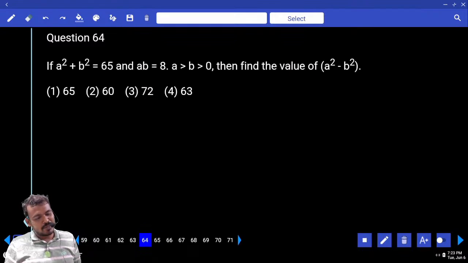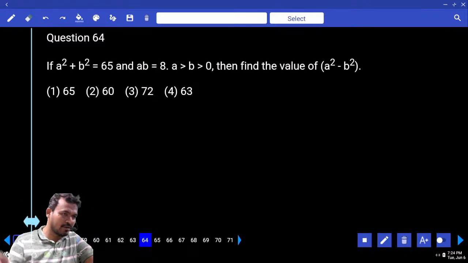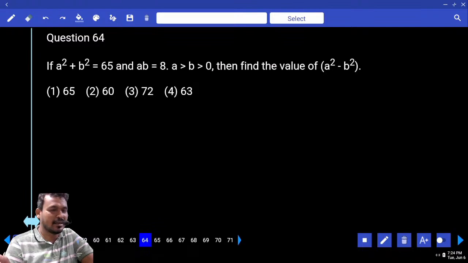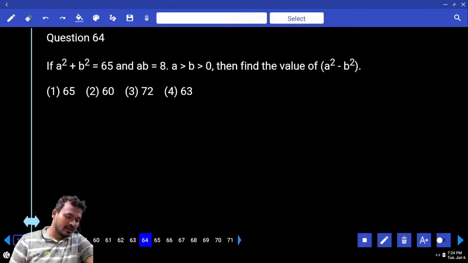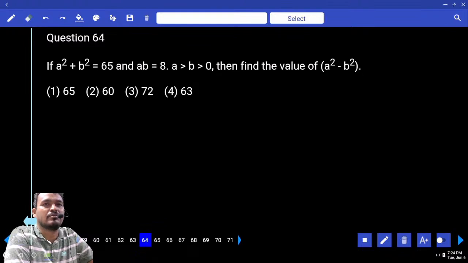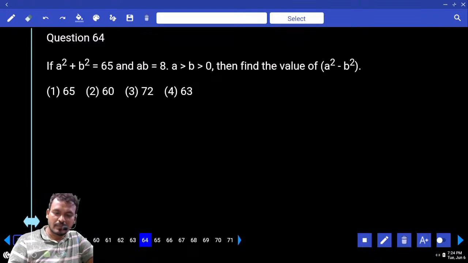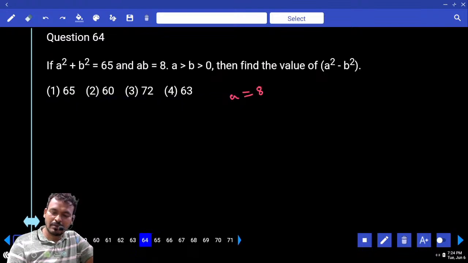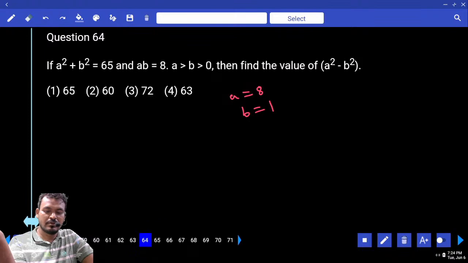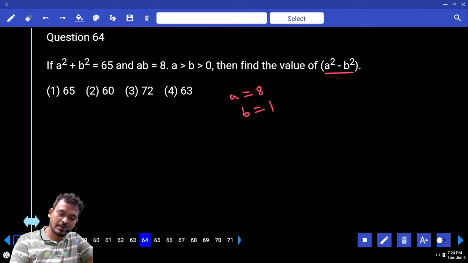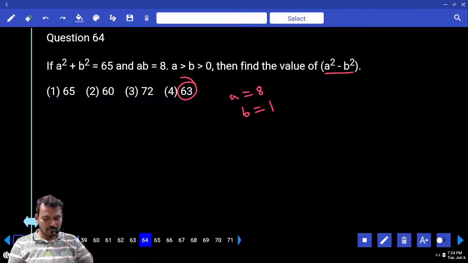Next, if a square plus b square equals 65, ab equals 8, a greater than b greater than 0, then find the value of a square minus b square. 65 is nearby 8 square, meaning one is 8 square, another is 1 square. A value 8, b value 1. A into b is 8. A square plus b square is 65. But we require a square minus b square. What is the answer? 63.